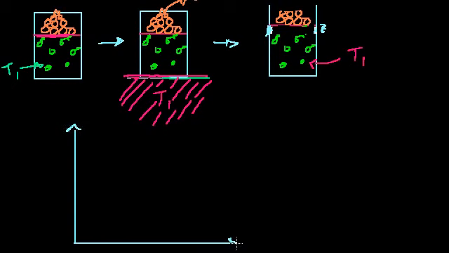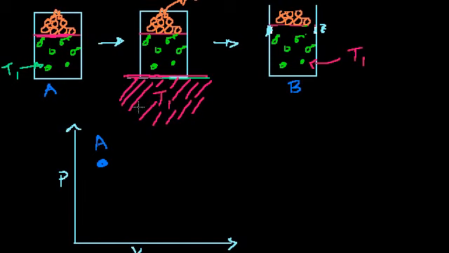Label them. This is P. This is V. Let me do it in a good color. This is state A of the system. This is state B of the system. State A starts at some pressure and volume. That's state A, and it moves to state B.